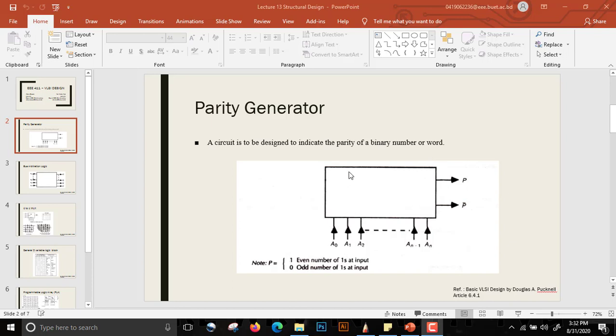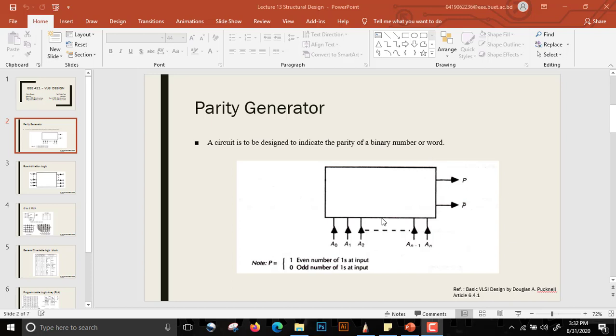We see there is a black box here. We do not know the logic inside it, but A0 to AN are the inputs, and there are n plus 1 different inputs, where each input can be 0 or 1. So if the number of ones in the input is even, then P will be equal to 1, and if the number of ones in the input is odd, then P will be equal to 0.